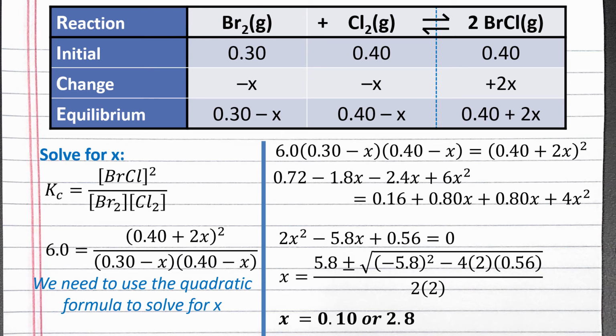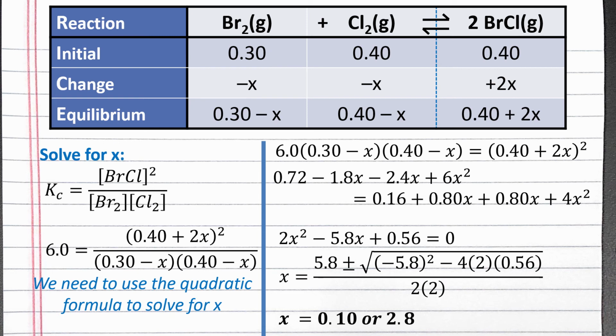One of these two numbers will produce at least one negative concentration when plugged back into our equilibrium row of the Rice table, so it is not valid. The valid number for x should produce all positive concentrations when substituted back into the equilibrium row. If we plug in 0.10 for x in the equilibrium row, we'll get concentrations of 0.20, 0.30, and 0.60 molar. So this is our correct value of x.